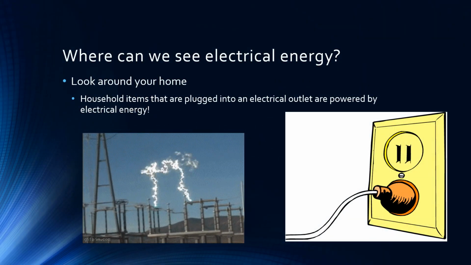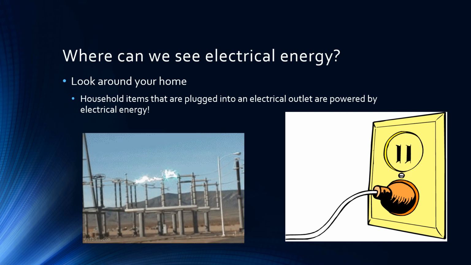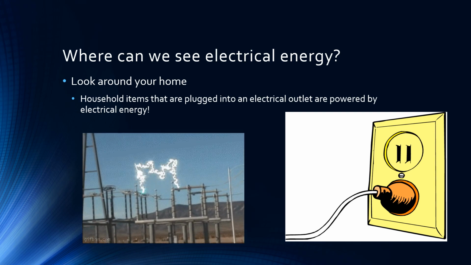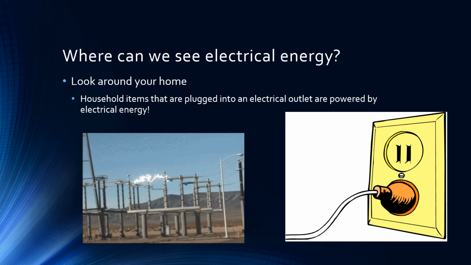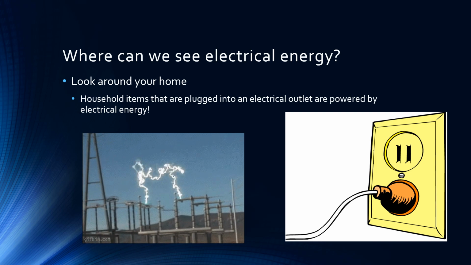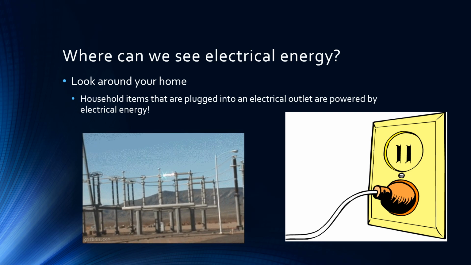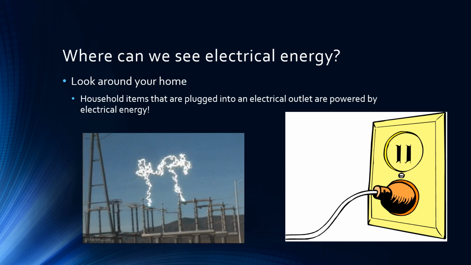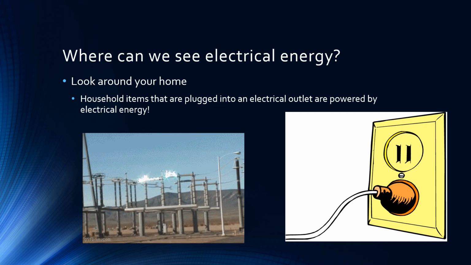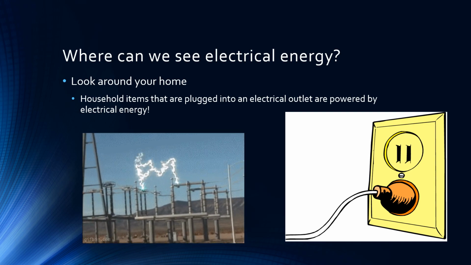So where can we see electrical energy? Well, the easy answer is we can't easily see it. We see this awesome GIF here of electrical energy soaring from one transformer into another. It's important for us to know that in our houses, even right now, we benefit from electrical energy. Any household item that's plugged into an electrical outlet is powered by electrical energy.